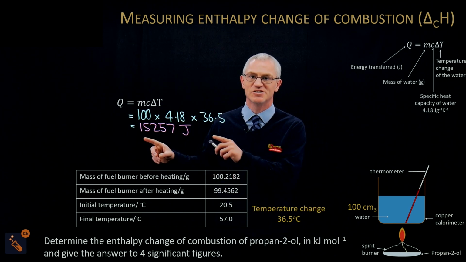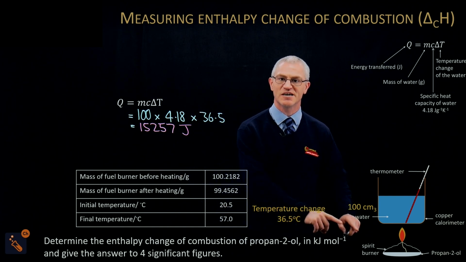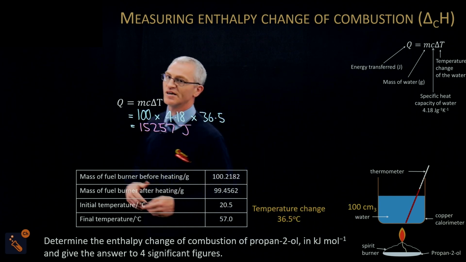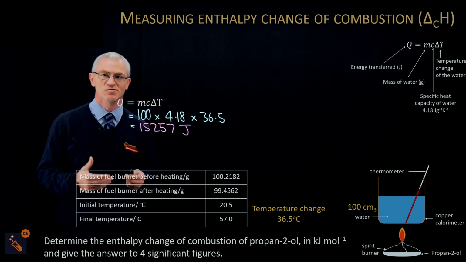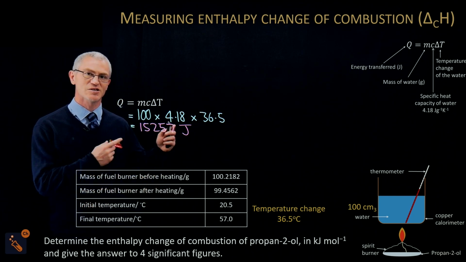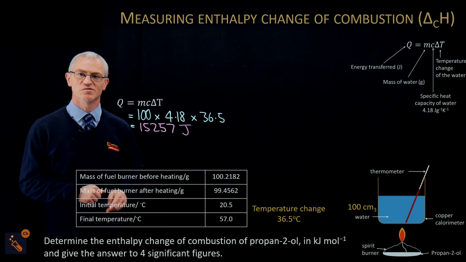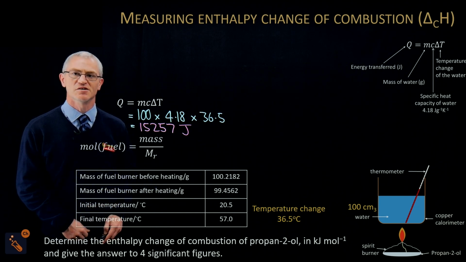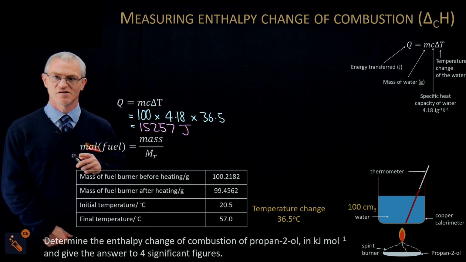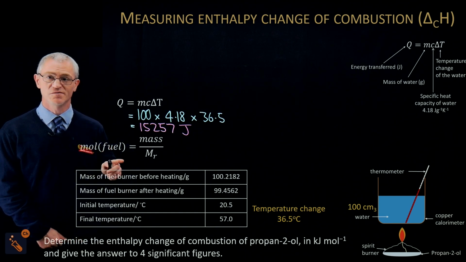So we're working out the energy here, and we need to divide that by the moles. So we need to work out the moles. Now, the question is, what is the moles of? In this case, because we are doing the enthalpy change of combustion of propan-2-ol, it will be the moles of propan-2-ol. So there's our equation, which is moles of the fuel, mass over Mr.